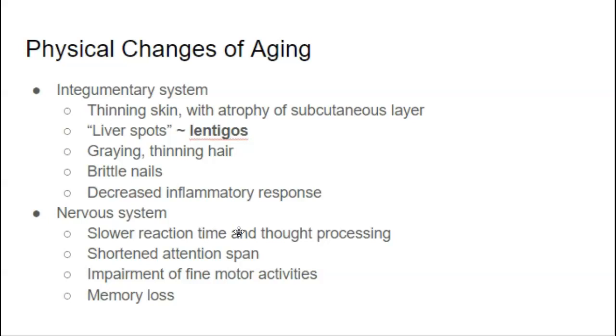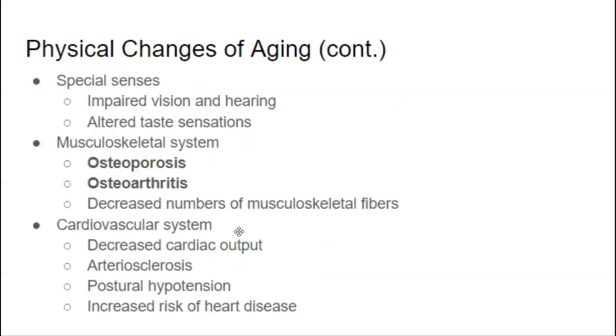Nervous system wise, over time we do have a decreased reaction time and thought process. It isn't that adults can't learn, because they certainly can, but there does tend to be a shortened attention span and thought process. They can lose a little bit of memory. I know I lose my keys all the time. The attention span can be a little shorter as well, although this can vary from person to person. Fine motor skills can start to struggle a little bit.